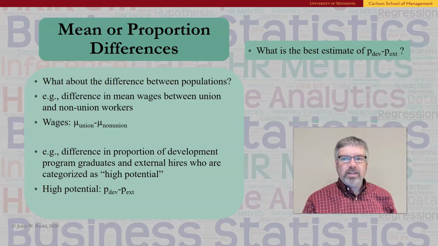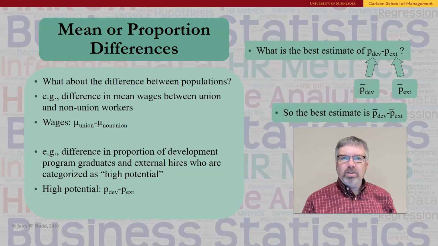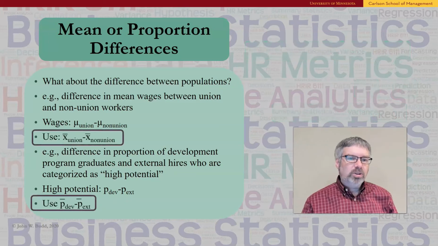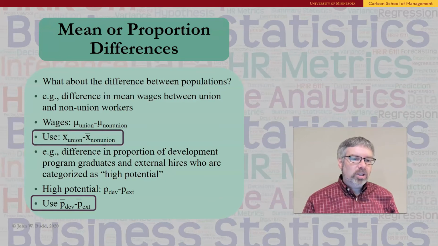And it's really exactly that same logic for population proportions, right? The best estimate of each of these population proportions individually is the analogous sample proportion, and so therefore the best estimate of the population difference is just the sample difference. So in these two examples, if we wanted to better understand differences in average wages at the population level, our best estimate of that difference is the difference in the sample averages, and the same thing for the proportional case.